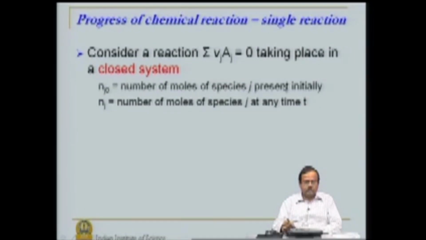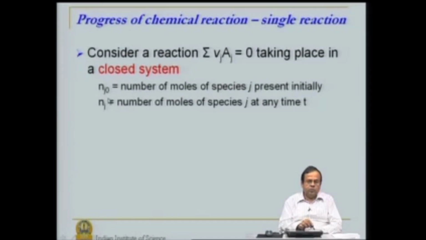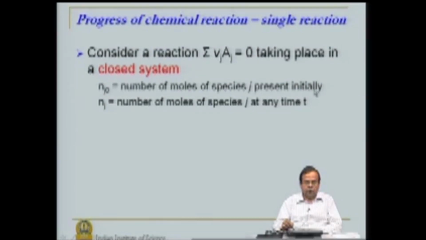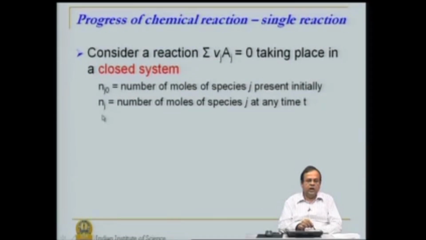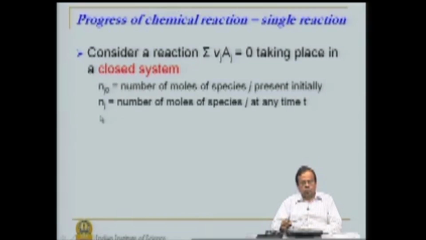I started out my reaction having Nj0 moles of species J in the initial startup of the reaction. So, I have species Aj, and there are capital N such species, and small n is what I use to denote the number of moles of this species J, and another subscript 0 to denote that it is initially present. Then let us say that this reaction progresses for some time t, and at the end of this time the number of moles of species J left in the reactor are Nj. So, we have two measures: moles initially present, and moles present at time t.